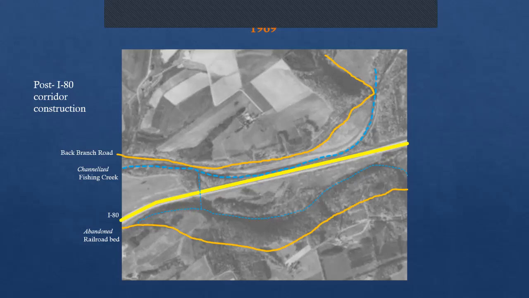Interestingly, what happened after we channelized Fishing Creek, the remaining wetlands actually formed what we call the Turkey Hill Oxbow. So that's actually the remainder of the old Fishing Creek water channel there. And it still connects slightly to it through a pipe under the interstate. But overall, that is a drastic change within the landscape.